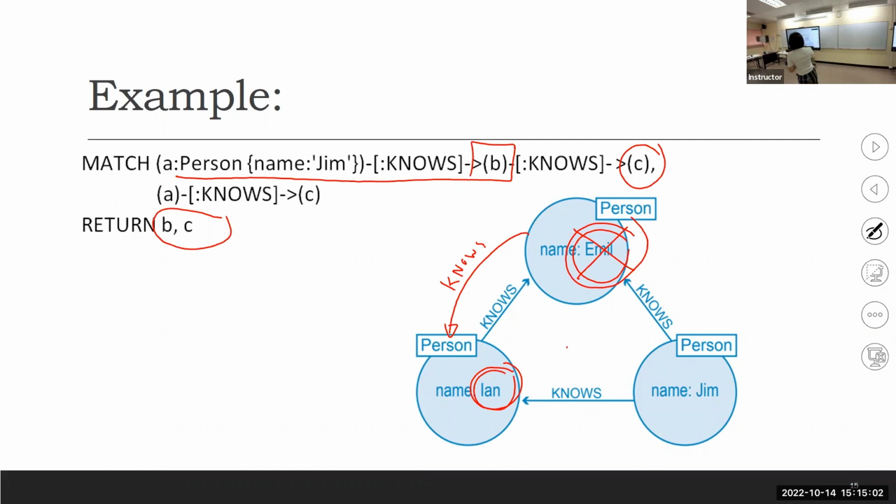Oh, A must know C too. Yes, exactly. And that is fine. Okay, for this case. Yes. Yes, exactly.